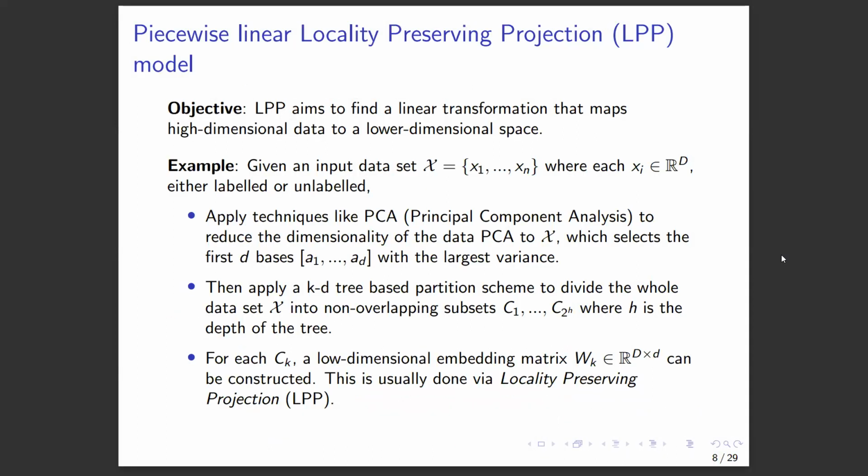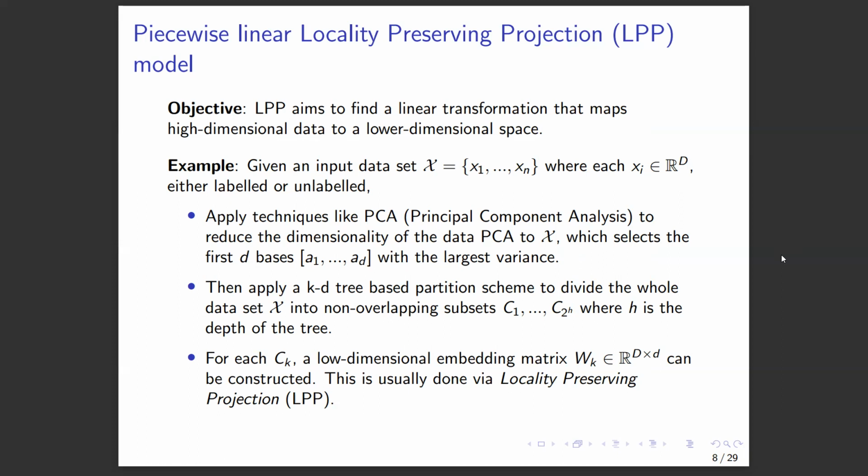So here's the first step of SIMA-I. The LPP aims to find the linear transformation that maps the high-dimensional data to a low-dimensional space. This transformation is designed to preserve the local structure of the data, meaning that if two data points are close to each other in the high-dimensional space, then they should remain close in the reduced space.